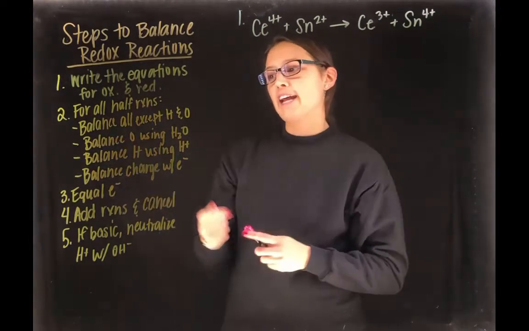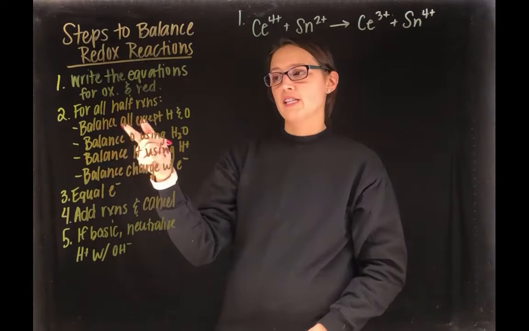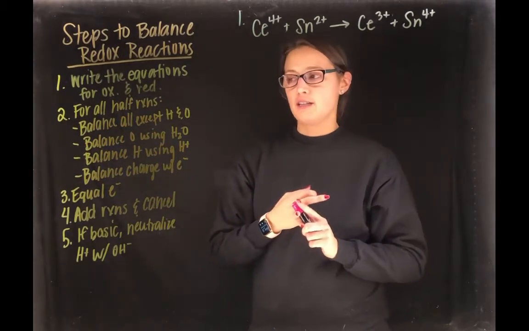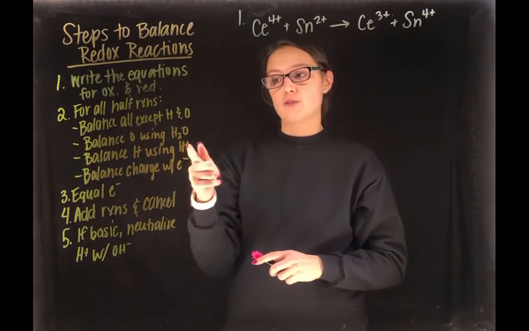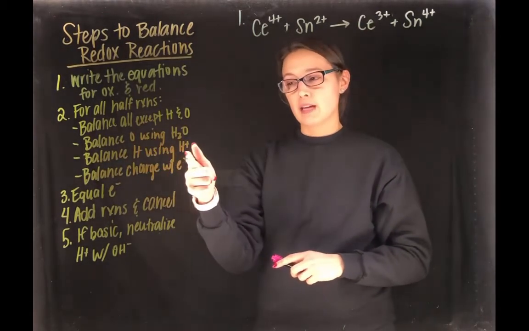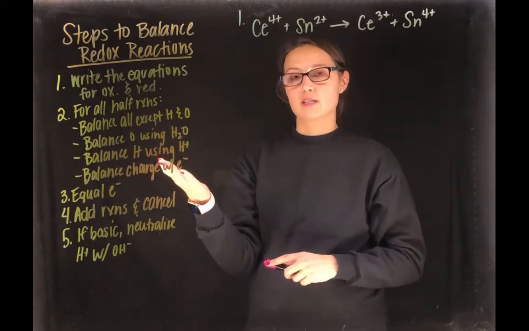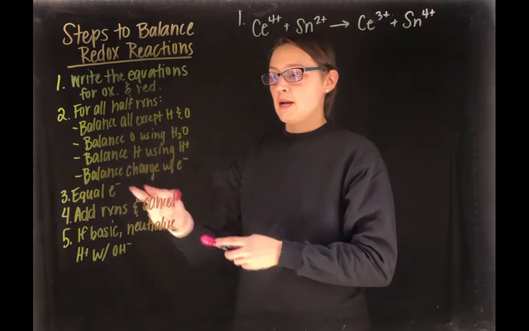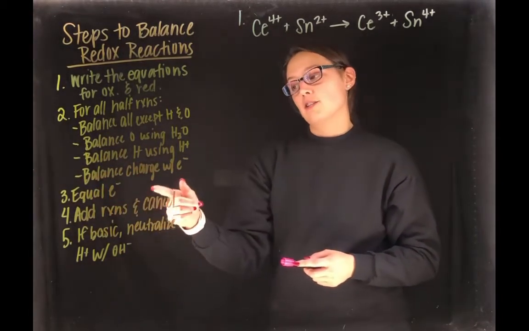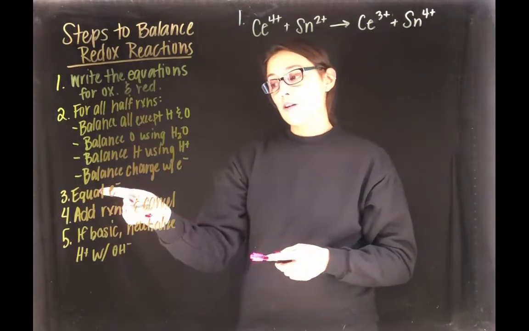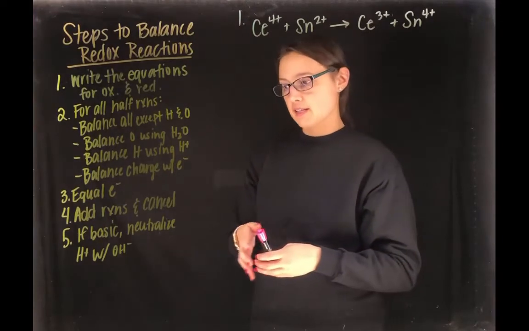And then for each half reaction, we're going to go through everything step by step. You start by balancing everything except for hydrogen and oxygen, because then you balance oxygen using water and hydrogen using H+. Now that's assuming that we're in acidic solution. We're always going to make the assumption that we're in acidic solution unless it says otherwise. Then we balance the charge by using electrons. We make sure the electrons are equal, and then once electrons are equal, we add the half reactions and cancel anything out, like we've done with Hess's law.